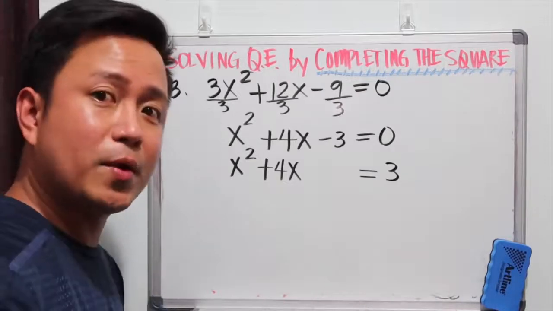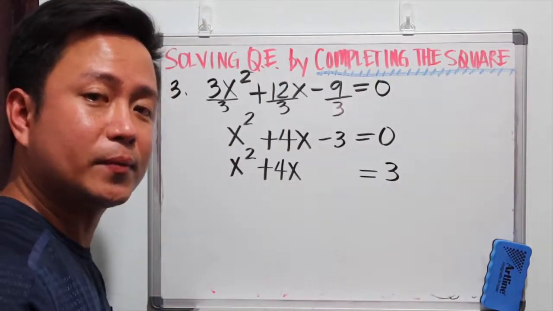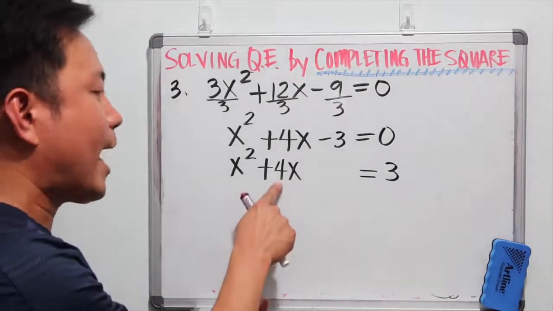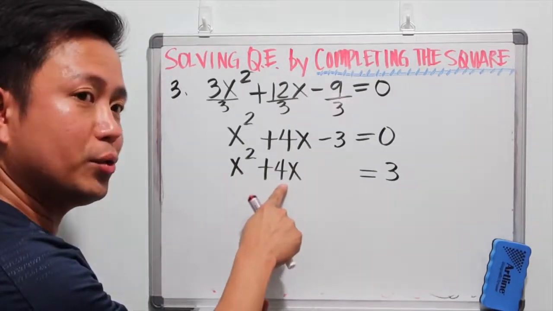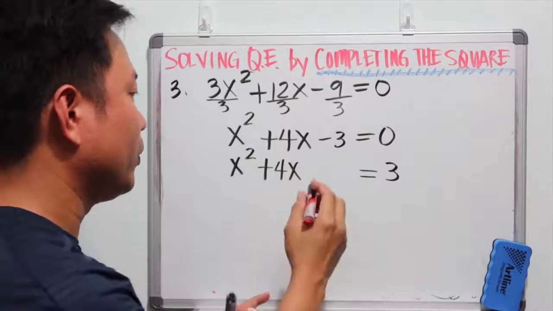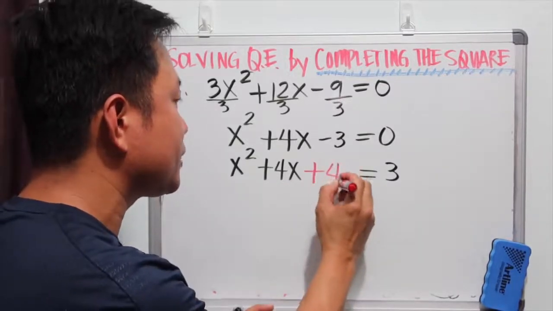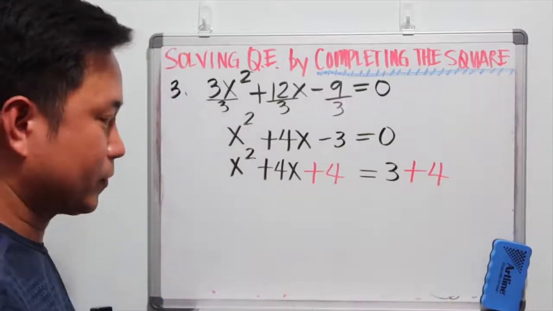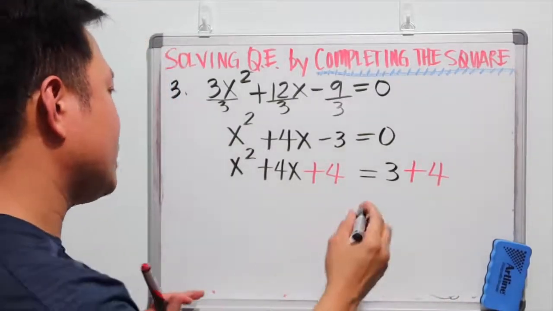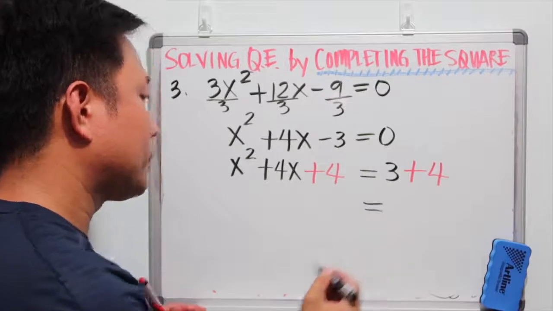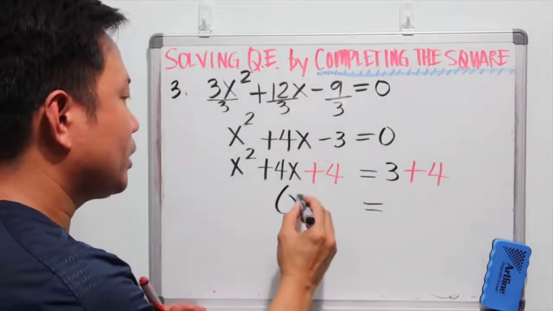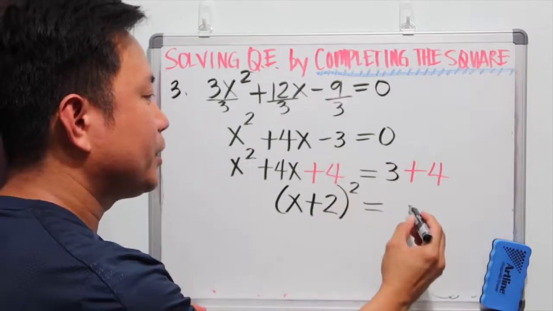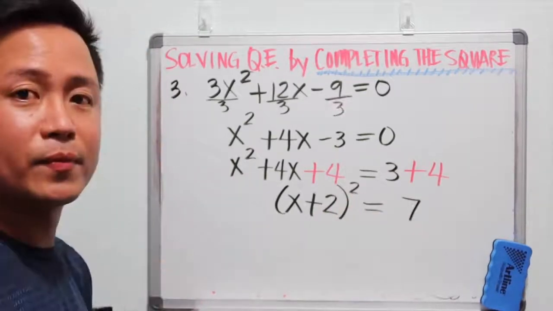What are we adding to both sides to make it a perfect square trinomial? Yes, it is 4. Because we need to get half of 4, that's 2. Square it is 4. So we need to add 4 to the left and also to the right side to maintain equality. And since this is a perfect square trinomial, the left side can be factored as x plus 2 to the second power, and the right side is 7.